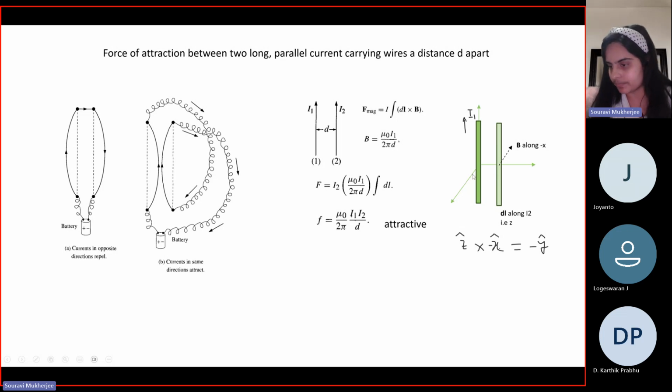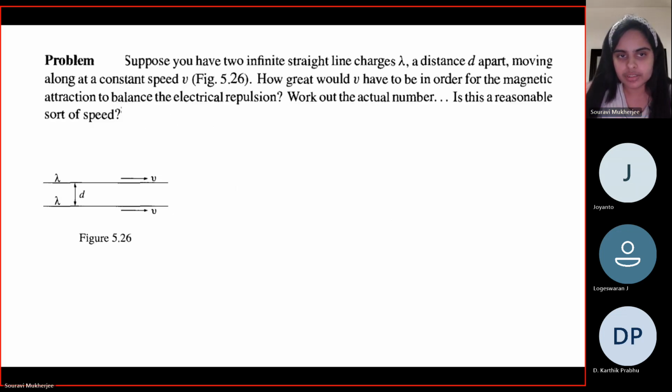So it's attractive. If the current was minus I, then the dl element will be given as minus Z, and you will have a repulsive force, which will be away from the first wire. So clear about the directions here? I saw that certain questions are pretty standard questions based on these forces, and this is how you have to work out your directions.